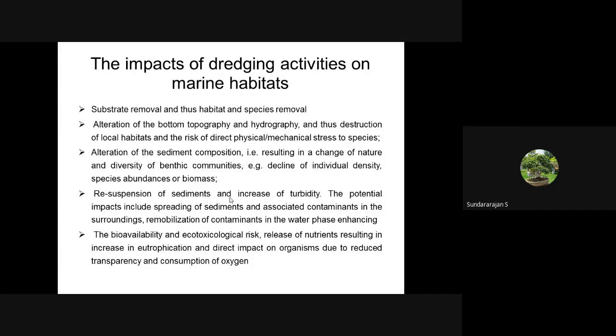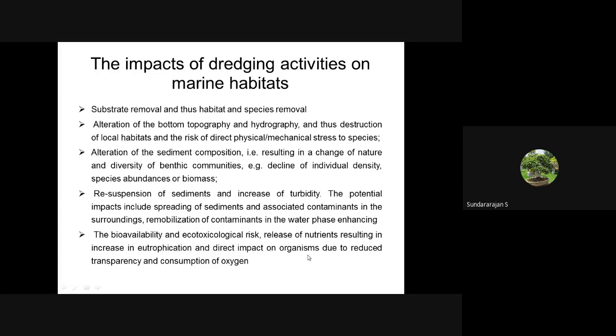The impacts of dredging activities on marine habitats include the removal of species. Alteration of bottom topography also results in a change in the nature and diversity of benthic communities, and in the resuspended sediments, bioavailability. There may be some microbial activities, and some of it might be degraded, but there may be a bioavailable part. Once we disturb the sediment, it will become bioavailable and ecotoxic.